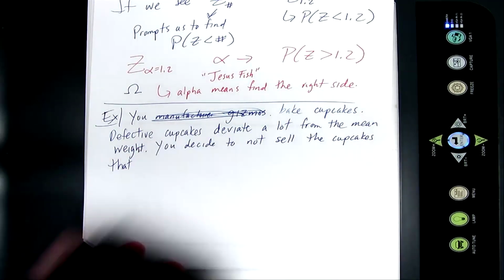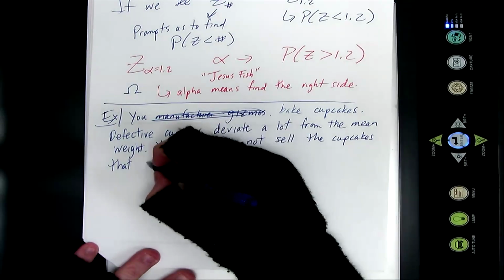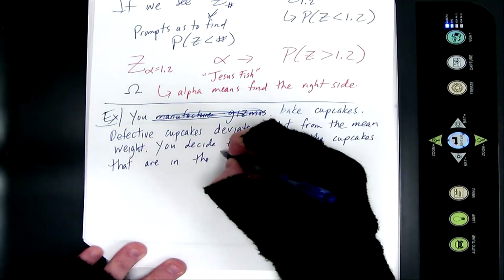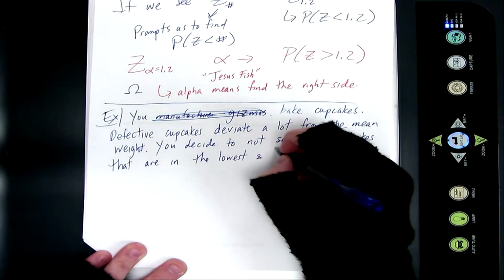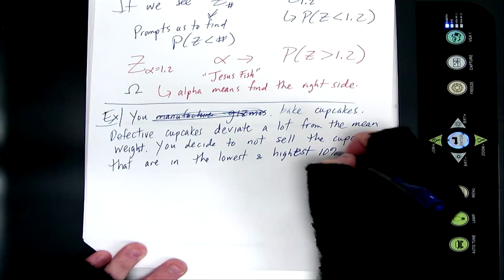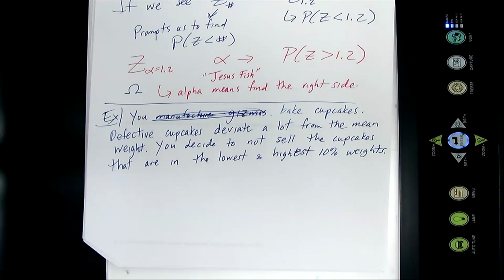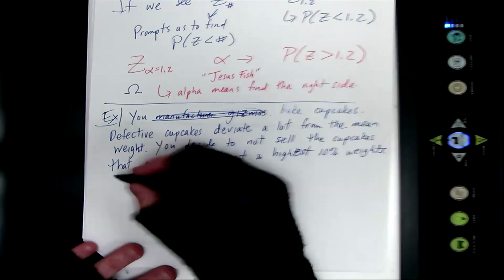That are in the lowest and highest 10% of weights. I don't know what the mean weight of a cupcake is, so this is a perfect opportunity to use the Z-score system. Alright, so we're gonna use Z-scores.